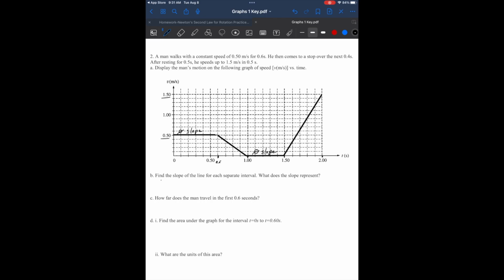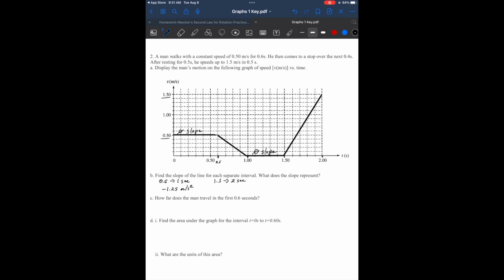Find the slope of the line for each one. So we've marked the 0 slopes. Now we just need to calculate 2 of them. So from 0.6 to 1, we're going down, so rise over run, but the rise is a drop of negative 0.5 divided by 0.4. So negative 1.25. The slope being rise over run, so meters per second or meters per second squared.